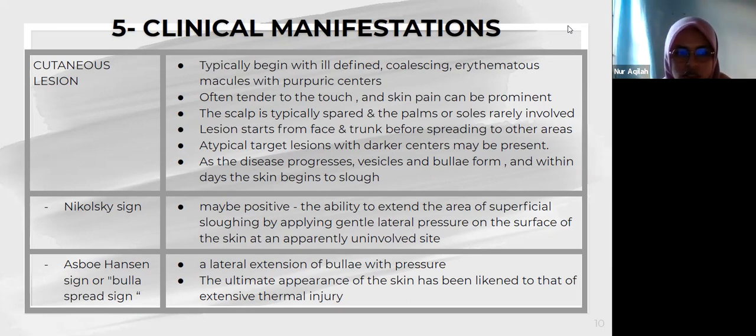So how we check for Nikolsky sign is when there's the ability to extend the area of the superficial sloughing by applying gentle lateral pressure on the surface of the skin. Okay, and then the second one is the Asboe-Hansen sign. It is when we apply firm pressure on the bullae, and there will be a lateral extension of the bullae. And then the ultimate appearance of the skin has been likened to that of extensive thermal injury.